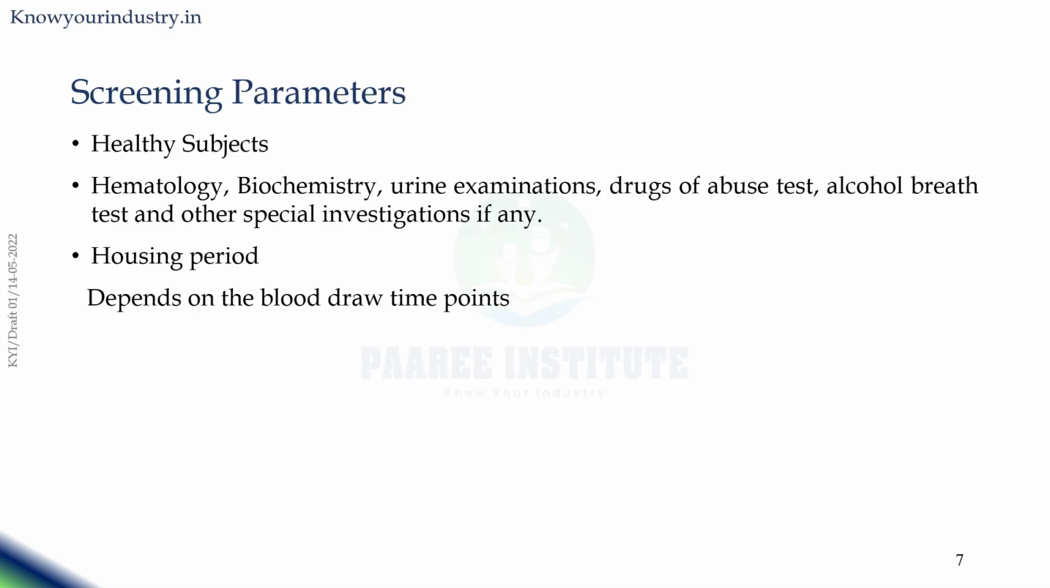When we select the subjects for the clinical phase of the study, there are several screening parameters we need to consider to prove them healthy subjects. When we take healthy subjects, to prove them healthy we need to do a lot of evaluations, including hematology, biochemistry, urine examinations, drugs of abuse test, alcohol breath test, and other special investigations, if any.